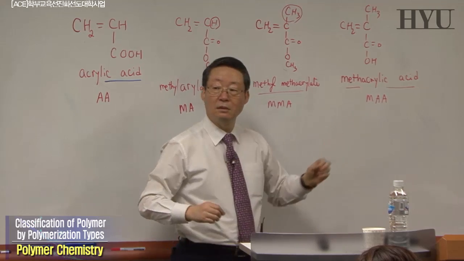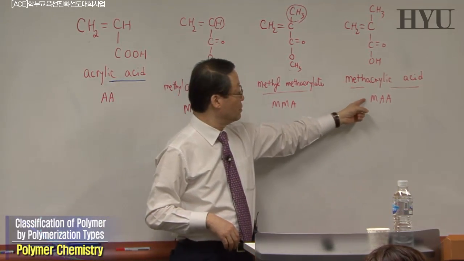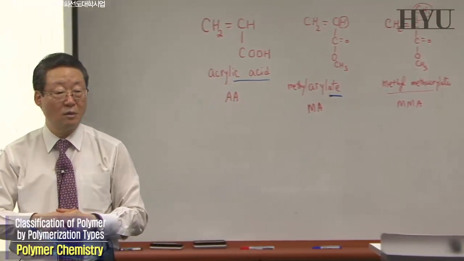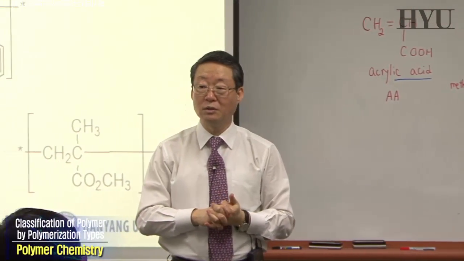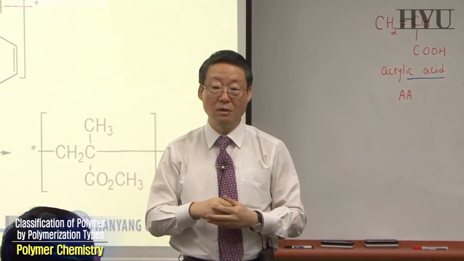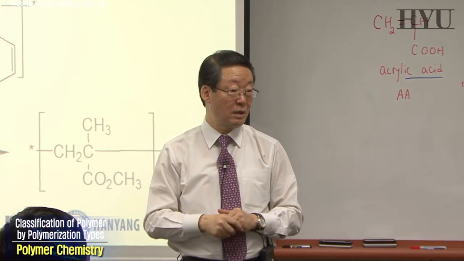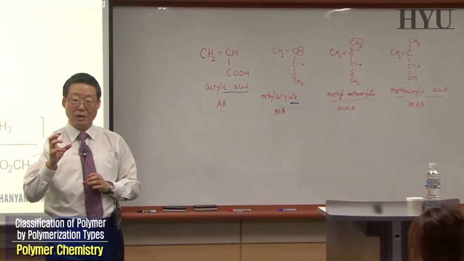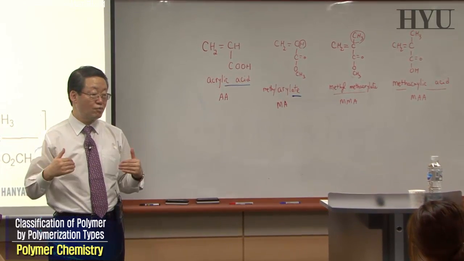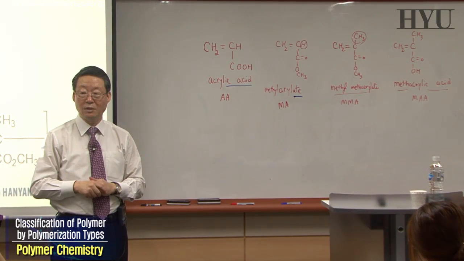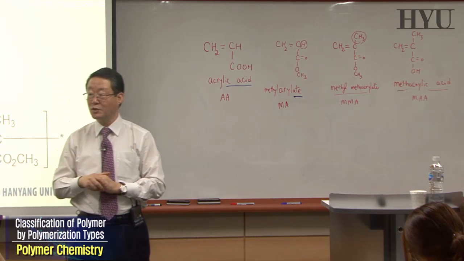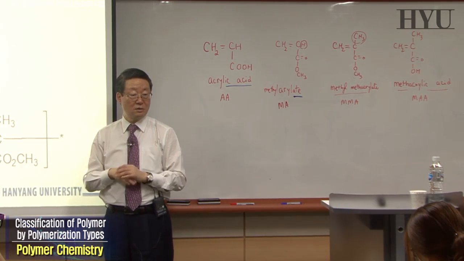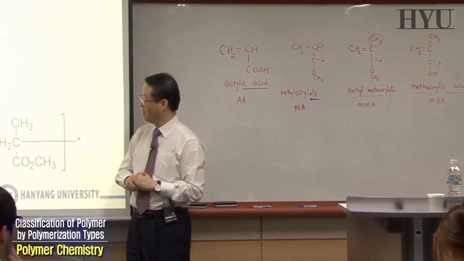Polymethacrylic acid is not widely used, but it could be. You can make an emulsion, or any of the other plastics as well. So anyway, depending upon just a little bit of modification in your monomer, your final product has very different properties.